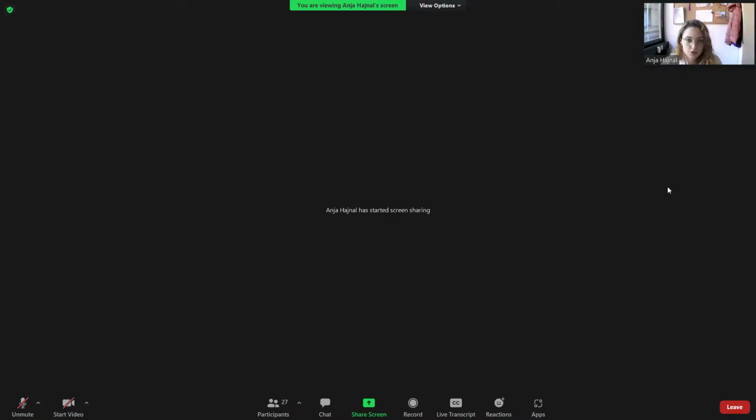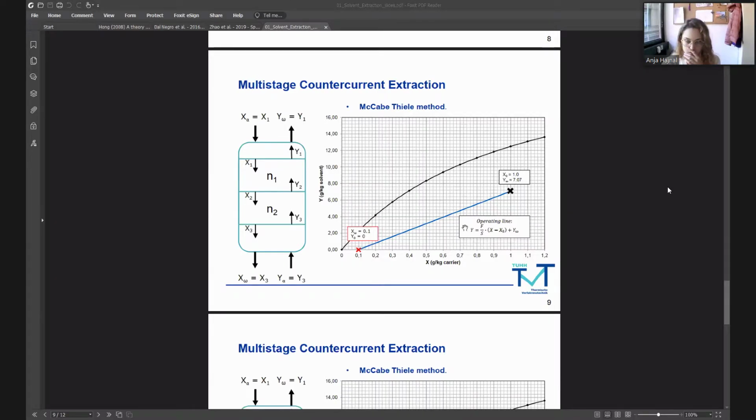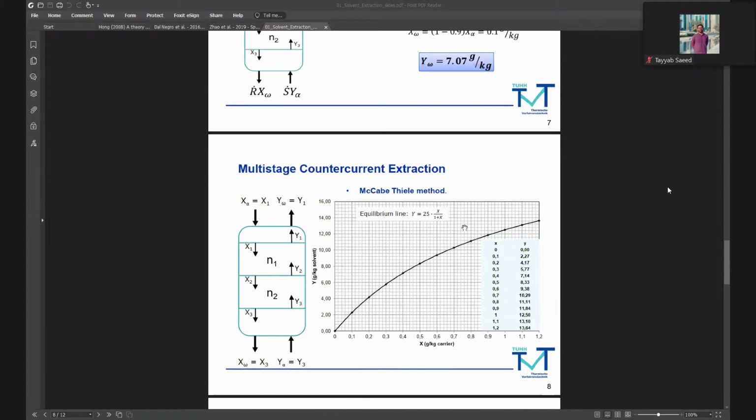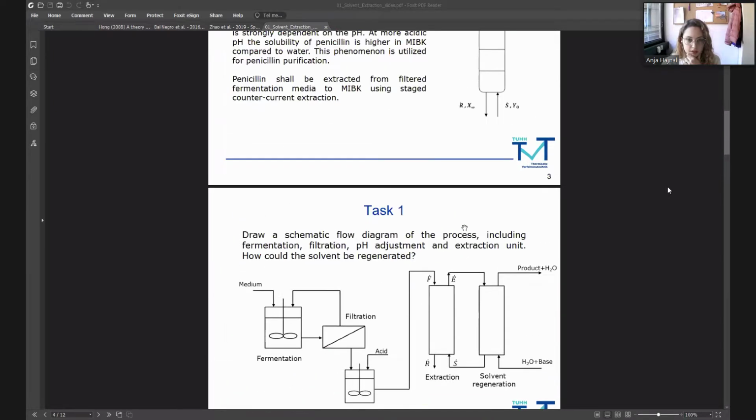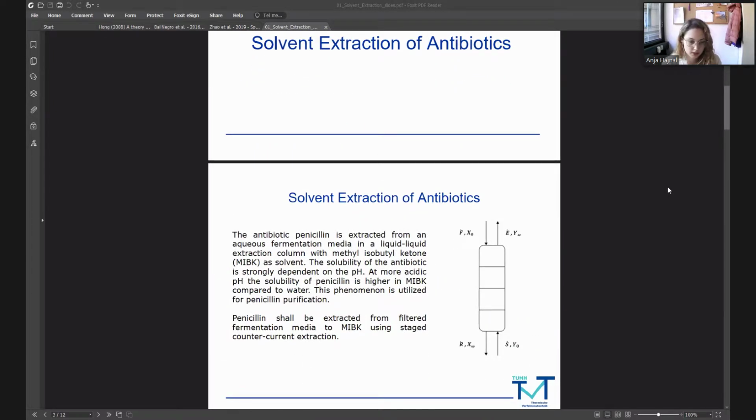All right, now I can share with you. You see the solvent extraction slide, I believe. Yes, ma'am. So what you should do is you have the equation. Let me just for a second share the exercise itself as well.